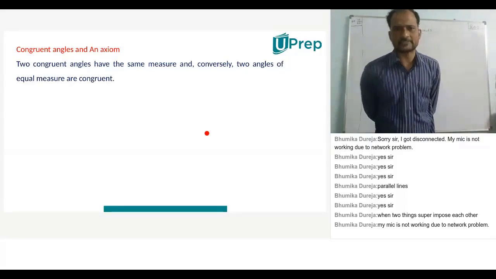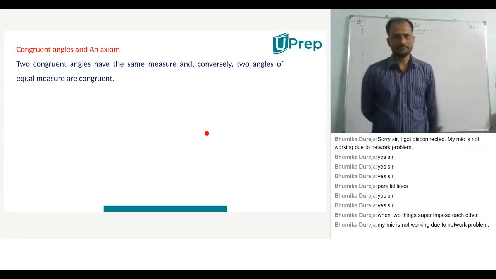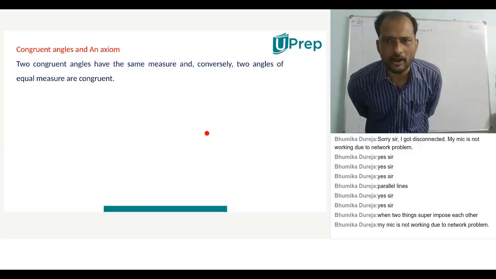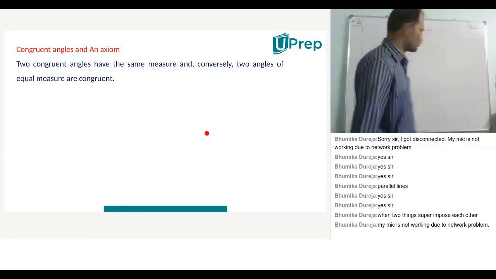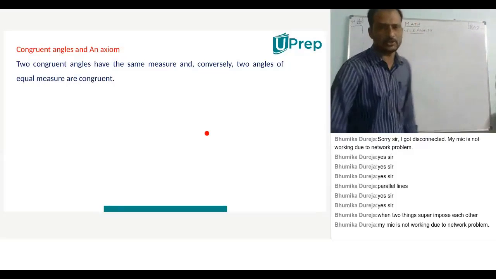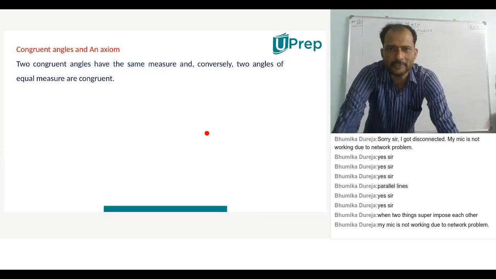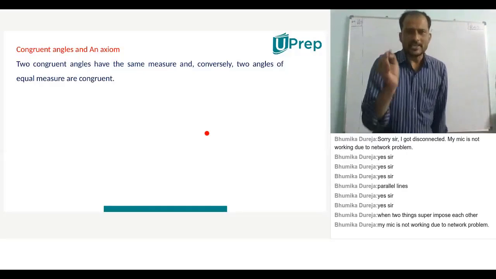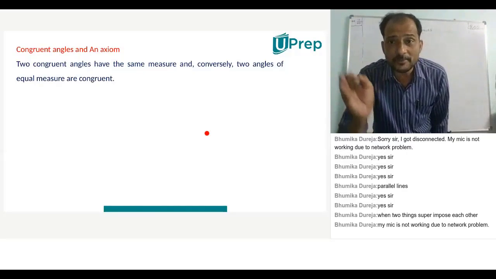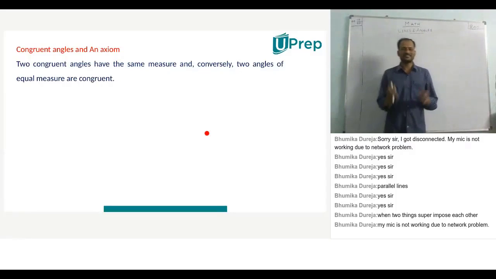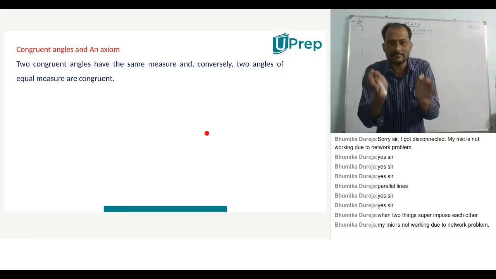Congruent figures. Write down. Two figures are said to be congruent if they have same shape and same size.